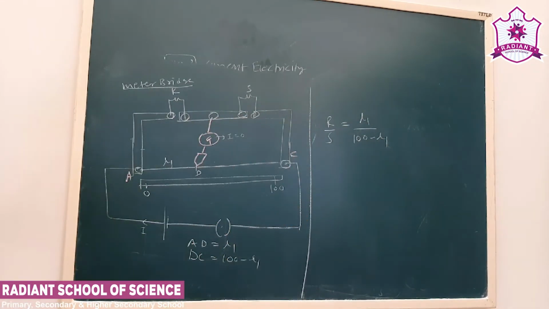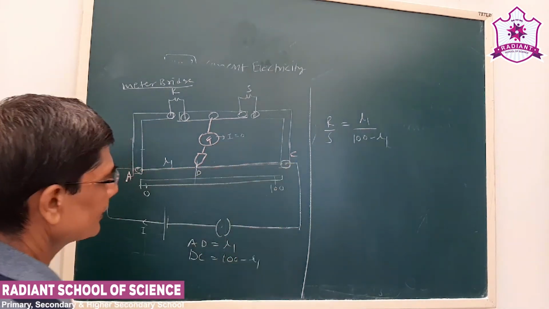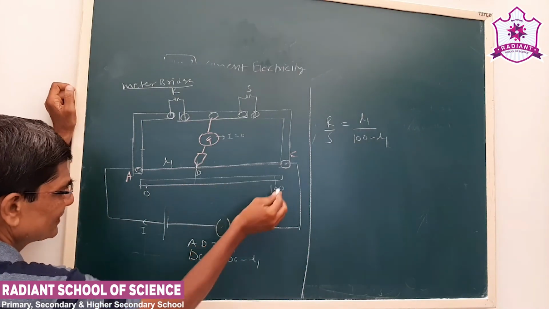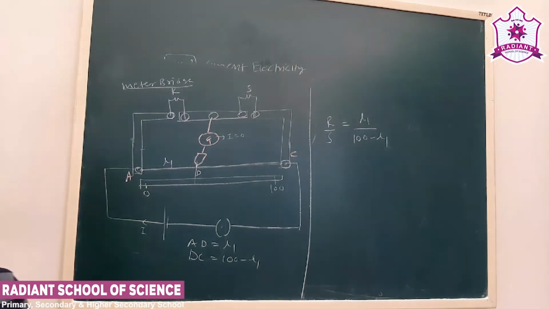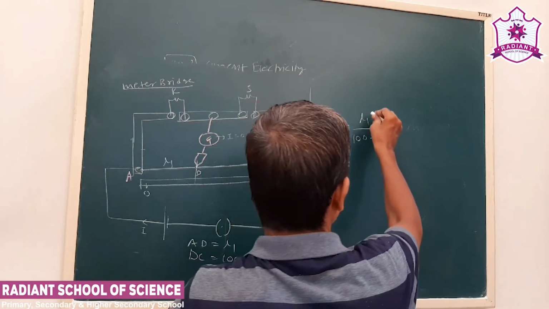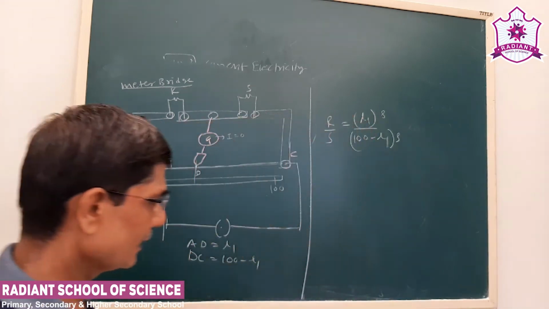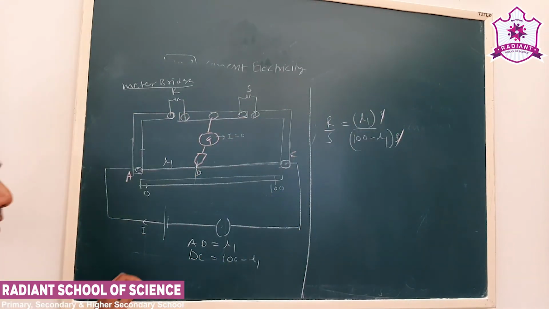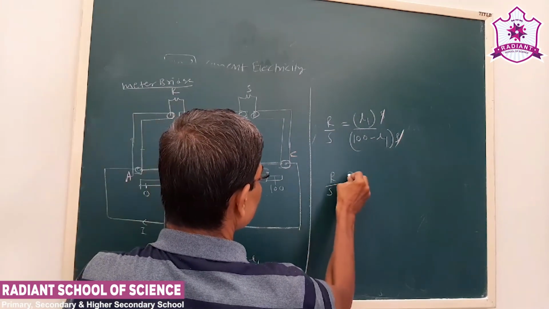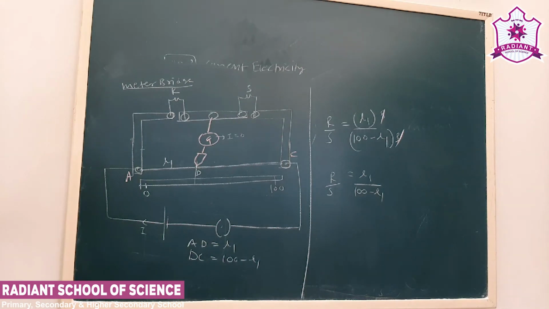Now on the scale you can read this value, because this AC wire is 100 centimeter and the scale is also 100 centimeter. So by using this L1, if you know the resistance per unit length, the resistance is proportional to length, but this will get cancelled. So we get the equation R upon S is L1 upon 100 minus L1. That is the equation of the meter bridge.